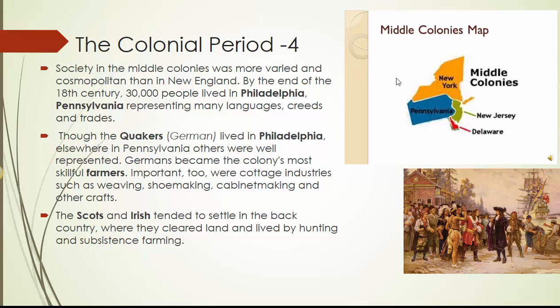Here is a picture of the Middle Colonies: New York, Pennsylvania, New Jersey, and Delaware.